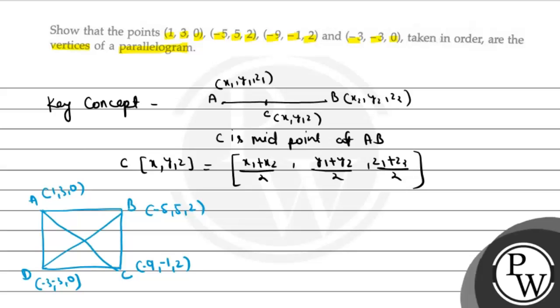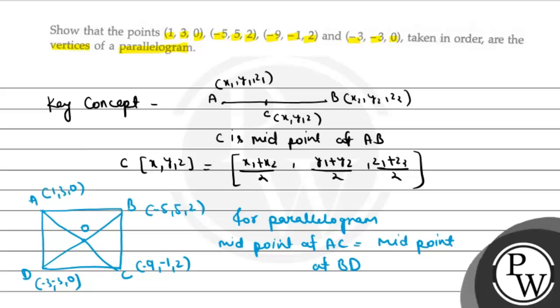We know the property of a parallelogram: the diagonals bisect each other at a point, and let's say this is a point O. So for a parallelogram we have to prove here that the midpoint of AC is the midpoint of BD, because the diagonals bisect at the same point. So we have to prove the midpoint of AC is equal to the midpoint of BD. So let's solve the question.